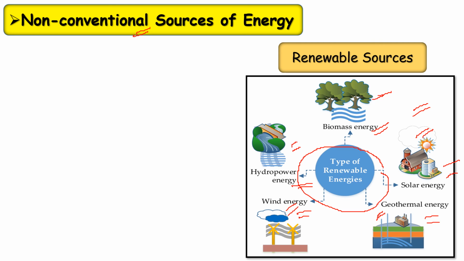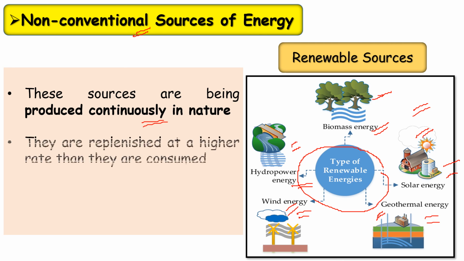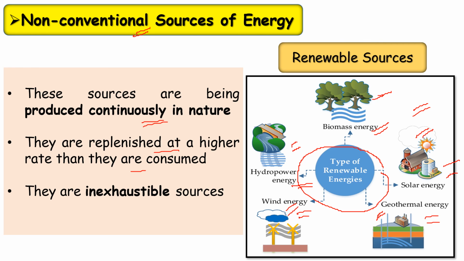But this is also called non-conventional because people were not able to harness these sources to form any energy. Hence these are called non-conventional sources of energy. These sources are produced continuously in nature. They are replenished at a higher rate than they are consumed. So the rate at which people are using this energy is less than the rate at which it is produced or replaced. Hence they are inexhaustible sources and they are clean sources of energy. Using these sources there won't be any air pollution.